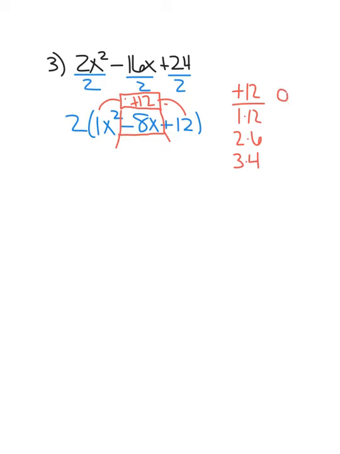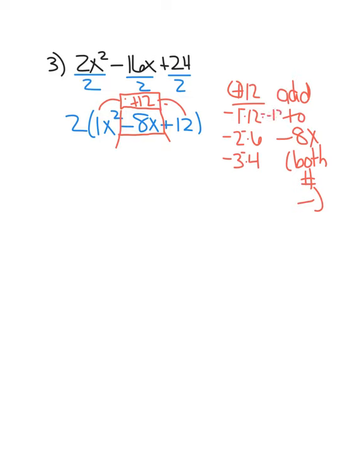Since it is a positive 12, we're going to add to negative 8x. Since we're adding to negative 8x, both numbers have to be negative. So we're going to do a negative, negative. If you want to fill it in, feel free, you don't have to. Because a negative times a negative is positive, a negative plus a negative is negative.